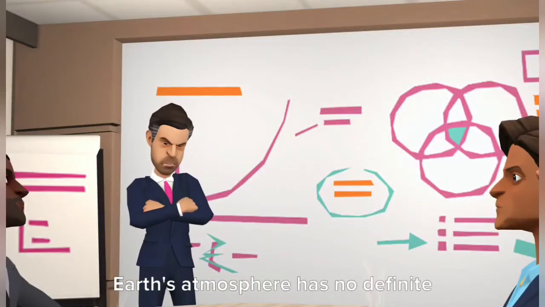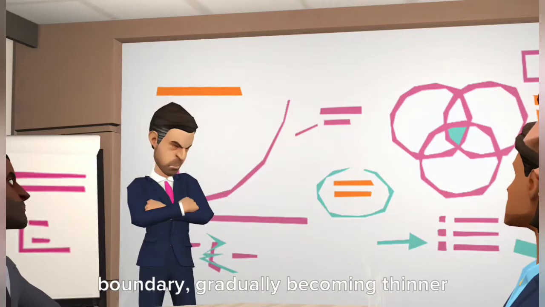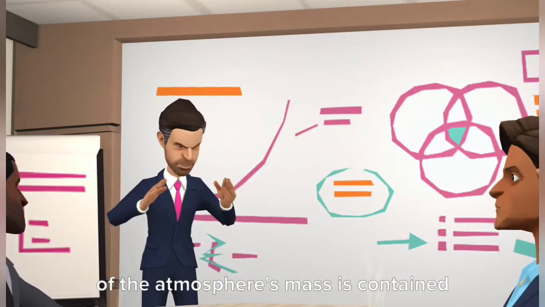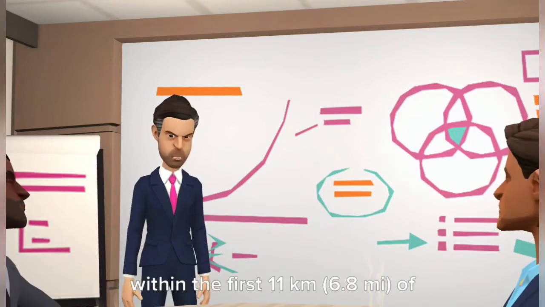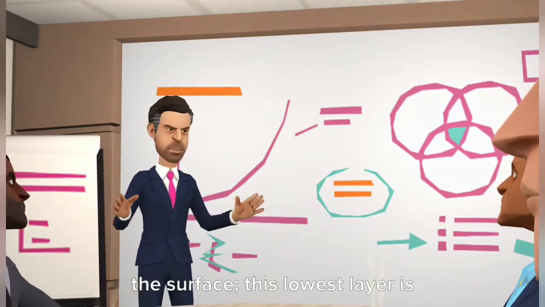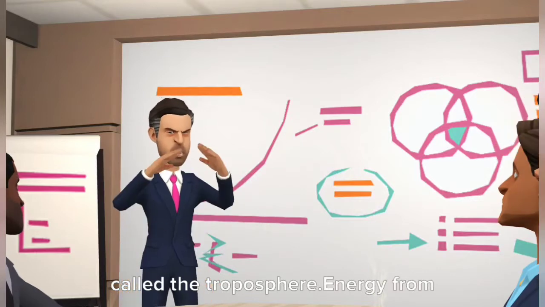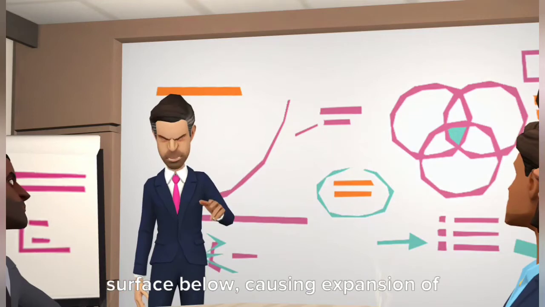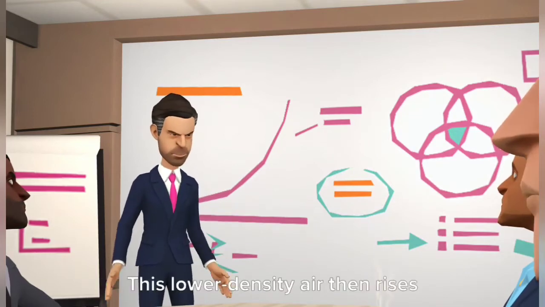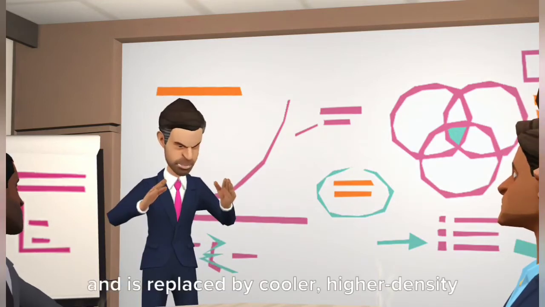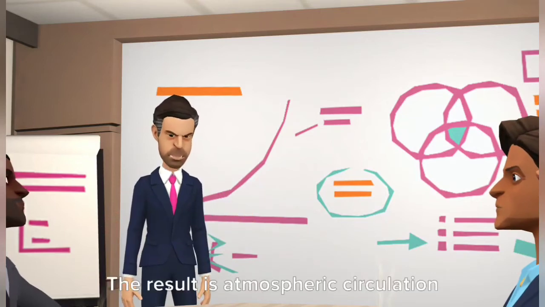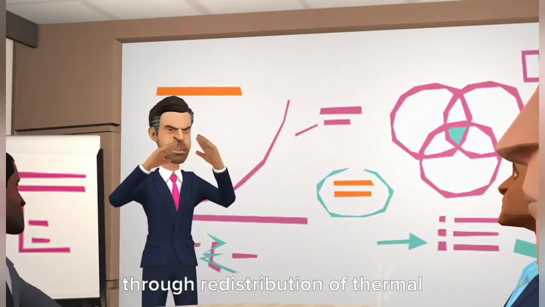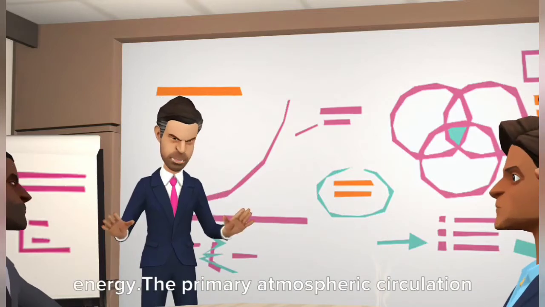Earth's atmosphere has no definite boundary, gradually becoming thinner and fading into outer space. 3/4 of the atmosphere's mass is contained within the first 11 kilometers, 6.8 miles, of the surface. This lowest layer is called the troposphere. Energy from the sun heats this layer, and the surface below, causing expansion of the air. This lower density air then rises and is replaced by cooler, higher density air. The result is atmospheric circulation that drives the weather and climate through redistribution of thermal energy.